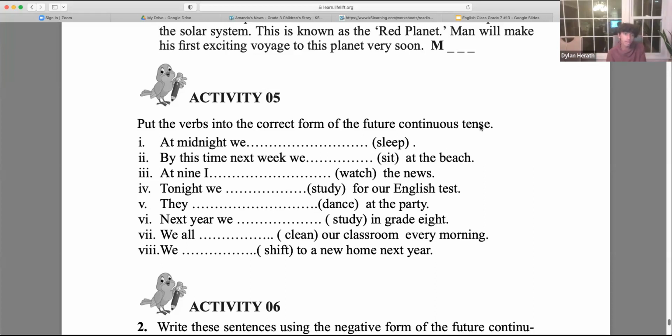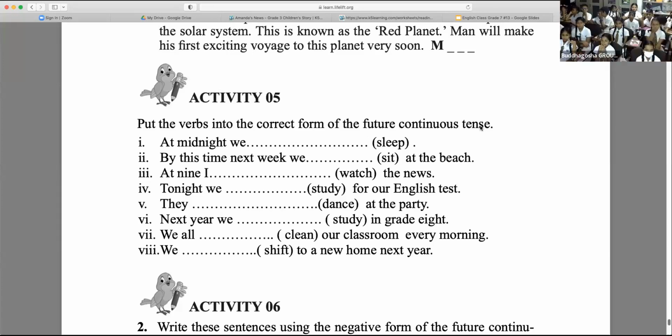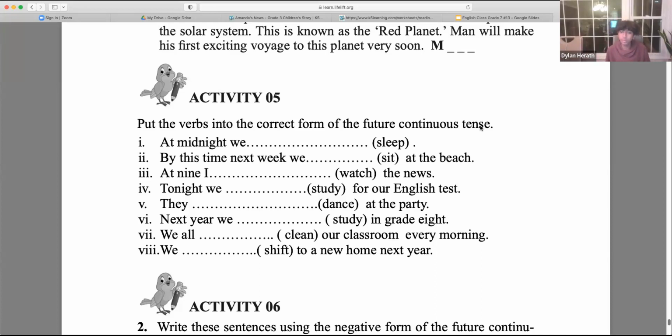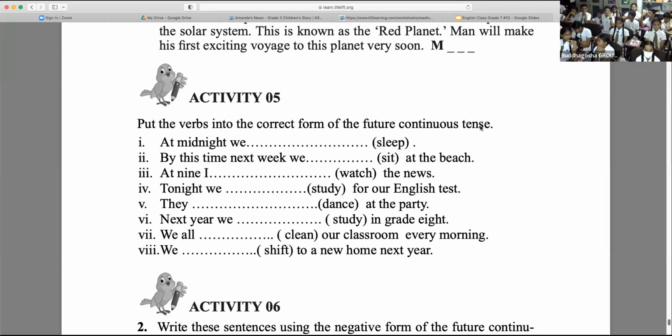By this time, so how about number 2? By this time next week, we blank sit at the beach. Will be sleeping. Say it again. We will sit at the beach. By this time next week, we will sit at the beach. Okay. At 9, I blank watch the news. Does anyone know?